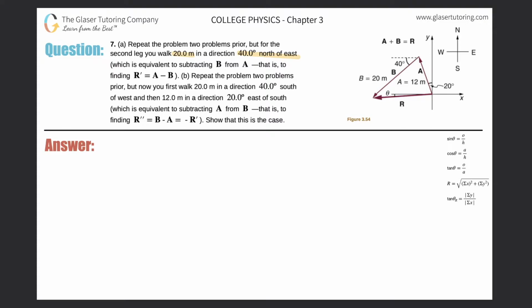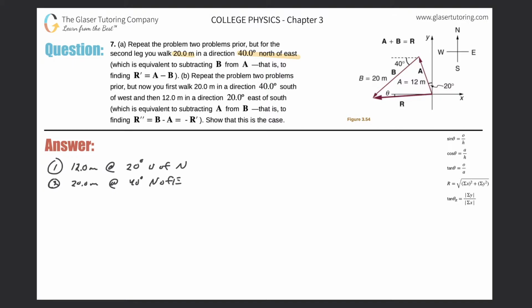Let's write that down. The first leg, you're going to walk 12.0 meters at 20 degrees west of north. And now for the second leg, you're going to walk 20.0 meters at 40 degrees north of east.